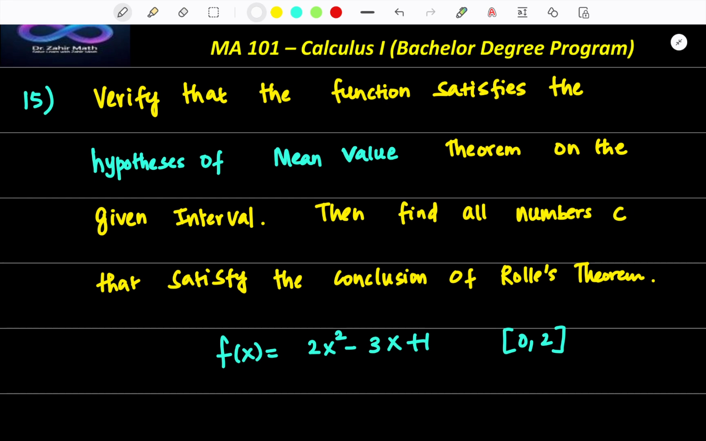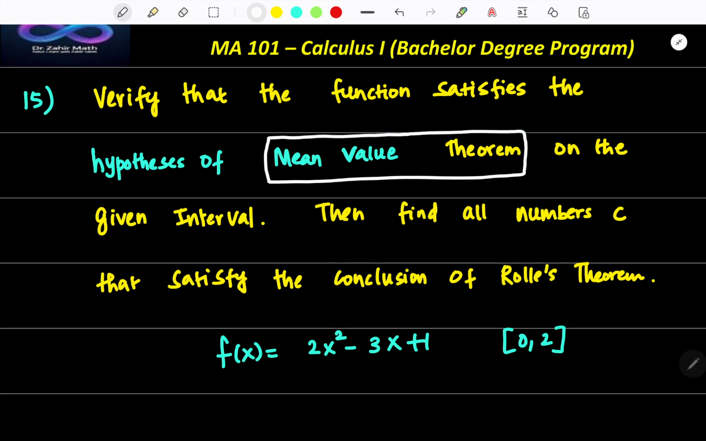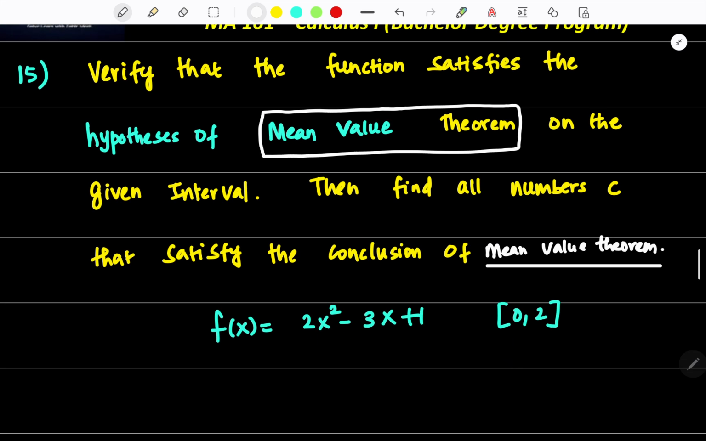Verify that the function satisfies the hypothesis of mean value theorem. Can you see that? There is no word Rolle's, right? This is Rolle's conclusion of mean value theorem. I copied and pasted, so that's why it has come. And then, on the given interval, find all the numbers C that satisfy the conclusion of mean value theorem, right? They didn't write 3 hypotheses, you see. They just write satisfies the hypothesis, okay? Then find all the numbers C such that it satisfies the conclusion of mean value theorem, right? But usually one number will come.